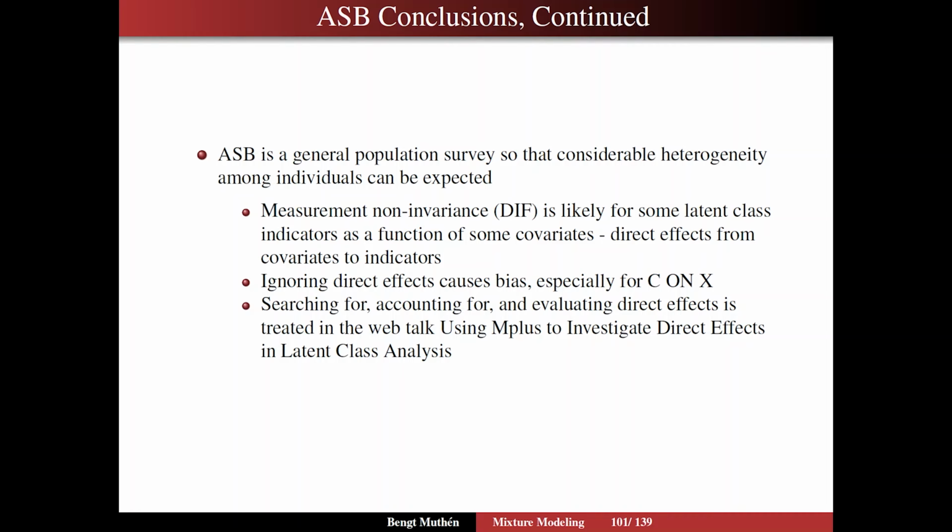And that is the case. There's a lot of examples of that in this data set. Ignoring direct effects cause bias, especially for C on X parameters. So we have a Webtalk 9 which discusses how you search for and take into account and evaluate direct effects. And that's called Using Mplus to Investigate Direct Effects in Latent Class Analysis, Webtalk 9, as I said.